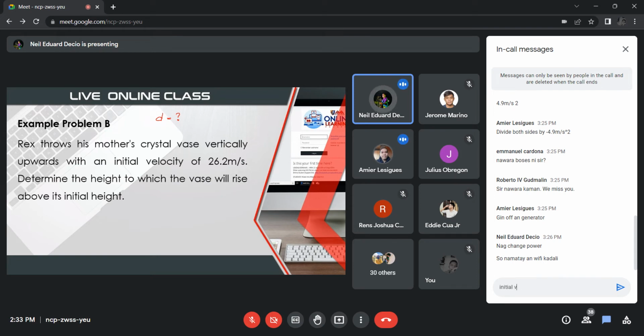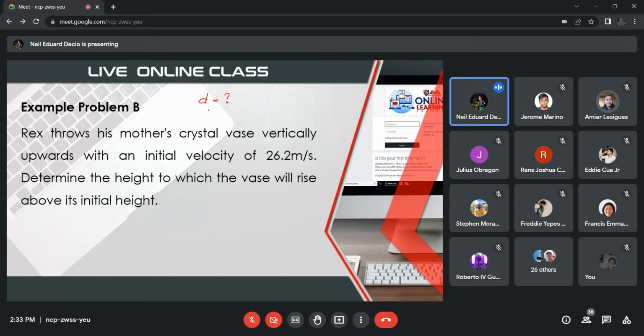Hello? Yes, sir. Aside from the initial velocity, ano pa yung mga given natin dito? What do you think? Positive acceleration? Paano natin masosolve yung acceleration? Sir, constant ang acceleration, sir. Okay.